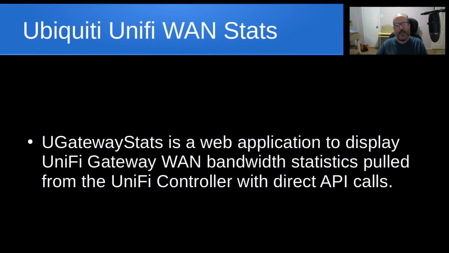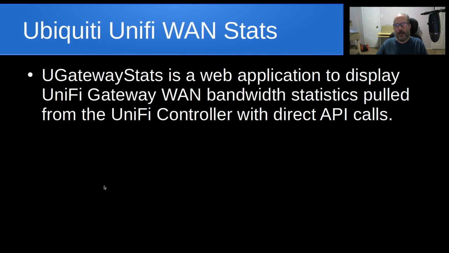So this is one for those of you who happen to run Unifi gateways and routers. UGatewayStats is a web application to display Unifi Gateway WAN bandwidth statistics that are pulled from a Unifi Controller with direct API calls. And this supports Unifi controllers that are run as a separate application on your network, run from a Cloud Key, or those controllers that are integrated into a device such as the Dream Machine or the Dream Machine Pro and other recently released routers.